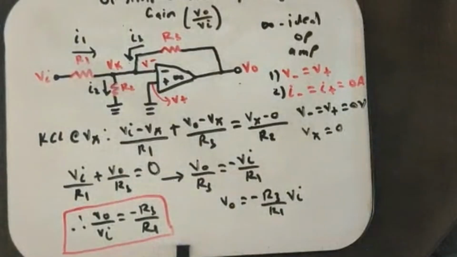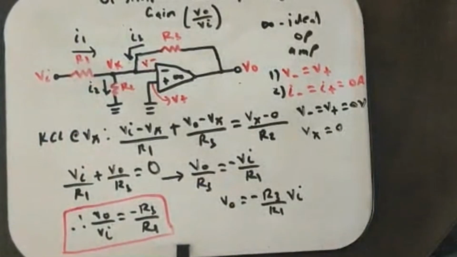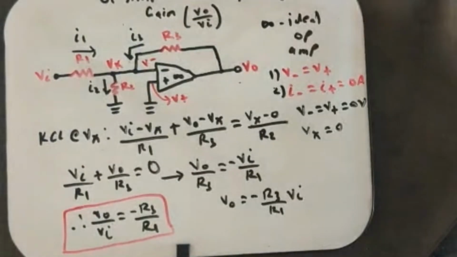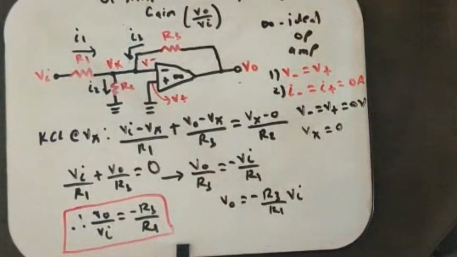And basically what it is telling us is that this resistor here, R2, does nothing to affect the voltage gain. It's there, but it's still grounded, so it doesn't really affect anything. And so that's why our gain is negative R3 over R1. So that was the first op amp.